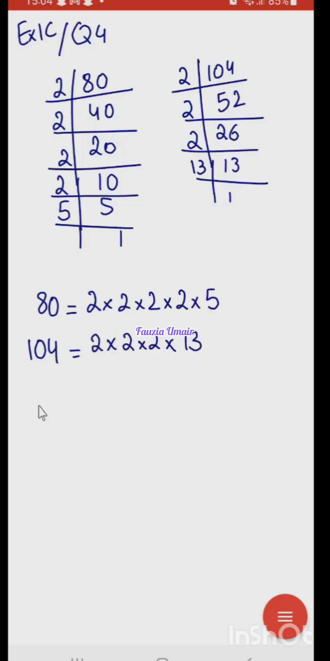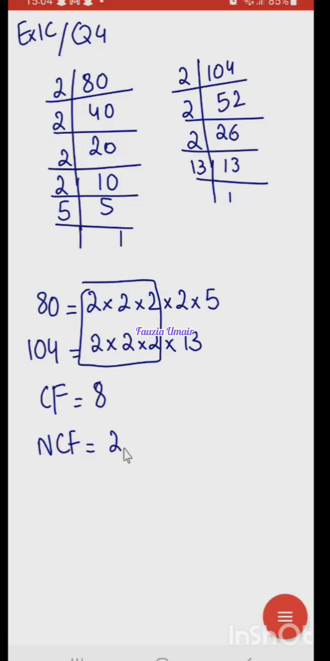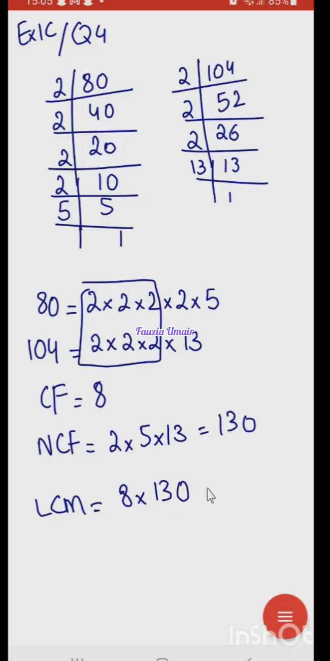So now if I write down common factor, that common factor will be these three 2s, right? So common factor is 2 2s are 4, 4 2s are 8. So now if I write down non-common factor, non-common factor is 2 into 5 into 13. So 5 2s are 10, 10 into 13 is 130. So LCM of these two numbers is 8 multiplied by 130. और अगर आप इसको multiply करें तो 0, 8 3s are 24 और ये 1040 आता है.